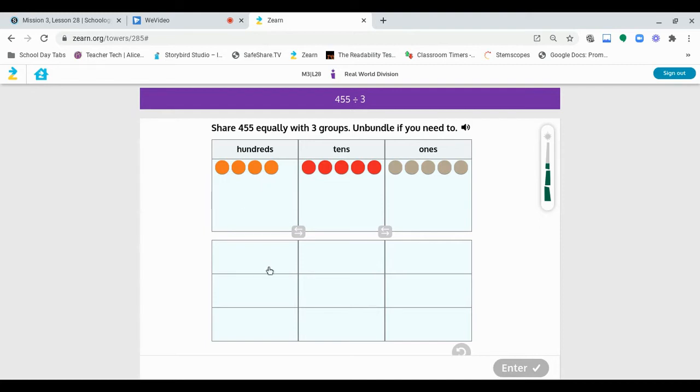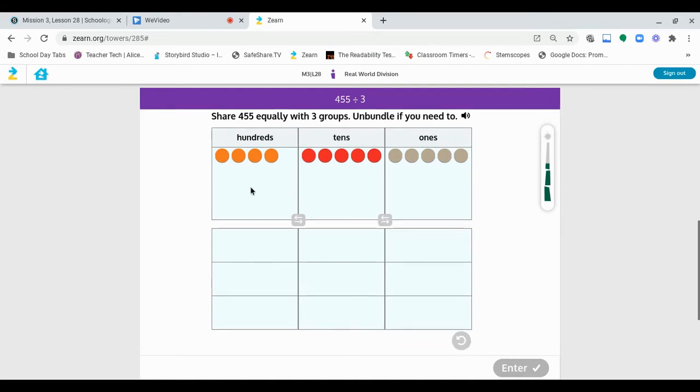Unbundle if you need to. So what does that mean? That means we're going to divide 455 with 3 groups. So again, I have to start with my hundreds place. Notice I was able to put 3 of those hundreds, 1 in each group, but I'm left over with 100 now. So what does that tell me? I need to unbundle it, move it down. That 100 becomes 10 tens.